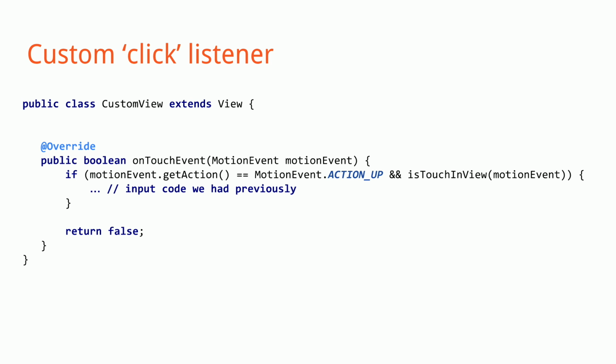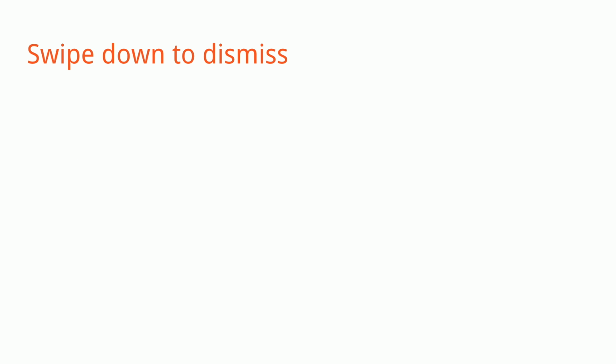So this is all good, but we already have an on-click listener, right? So why would you want to go through all this work? Well, a better example might be where you swipe down to dismiss certain views. A lot of apps have things where you go into a detail view and then you swipe down on the detail view to exit it. So let's take a look at how we can implement that with what we did with the on-click listener.